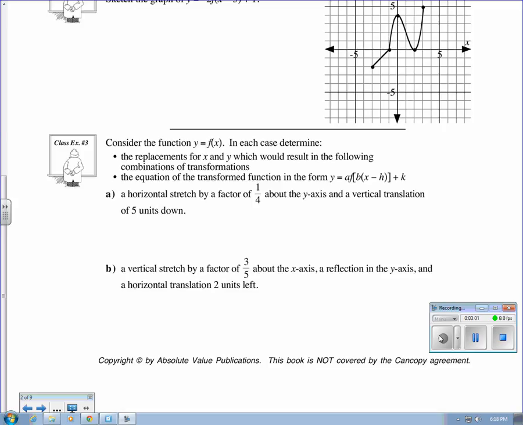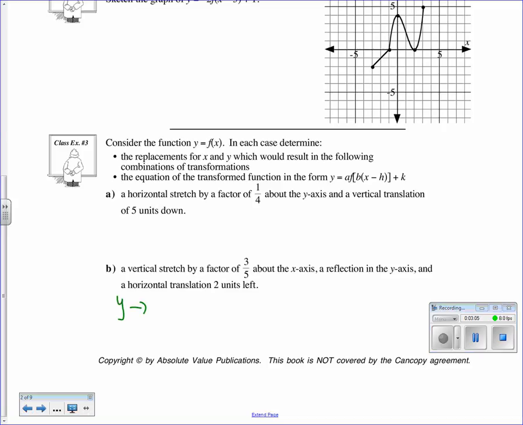So taking a look, a vertical stretch. That's my y becoming 3/5 y. Reflection in the y-axis. Remember, when I reflect in the y-axis, it's the x that changes. So the x becomes -x. And then a horizontal translation 2 units to the left. That means I'm going to go x plus 2 in order to shift left.